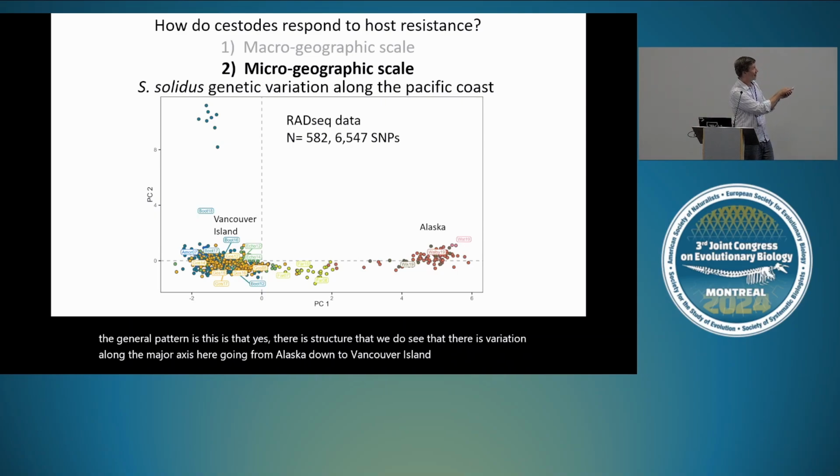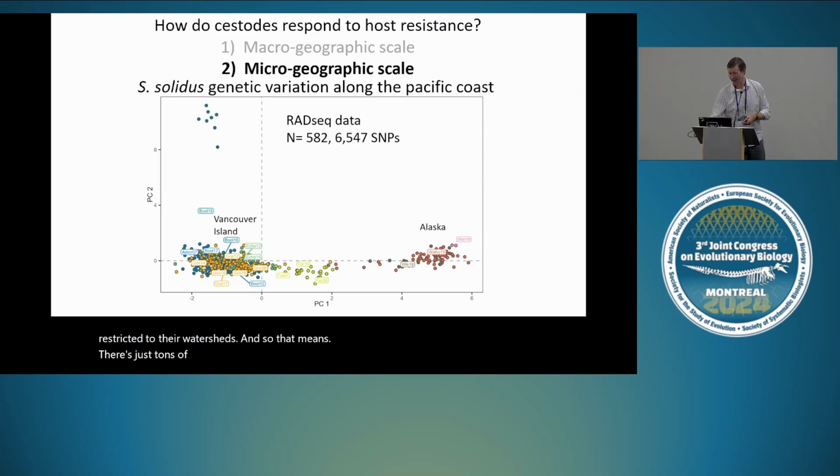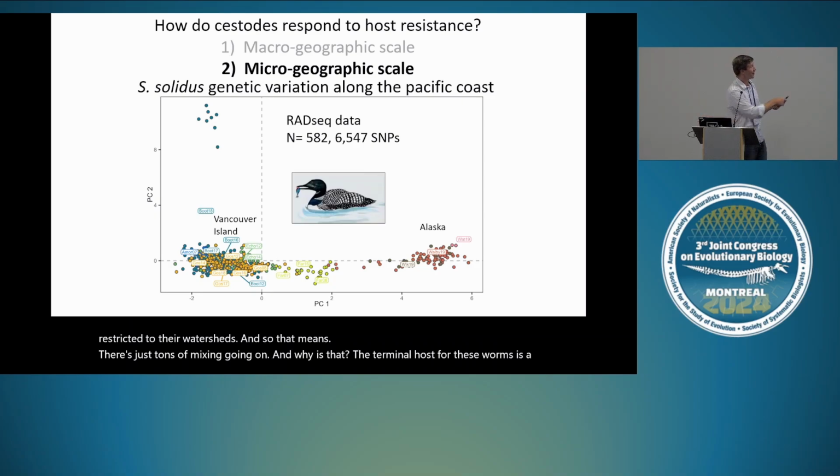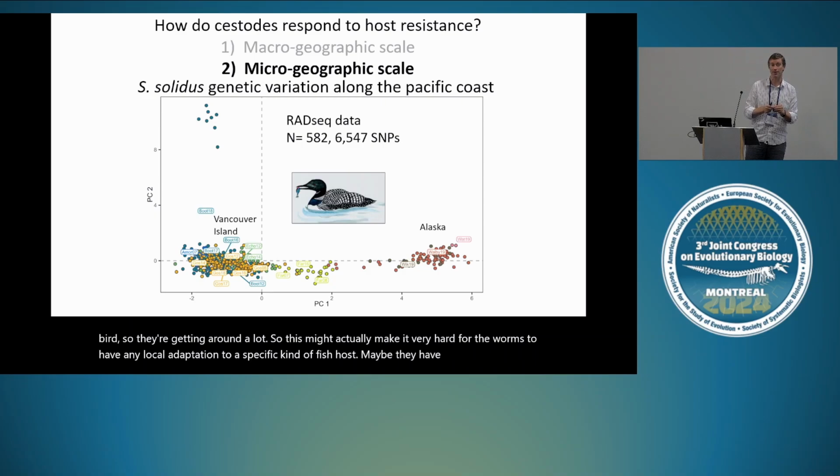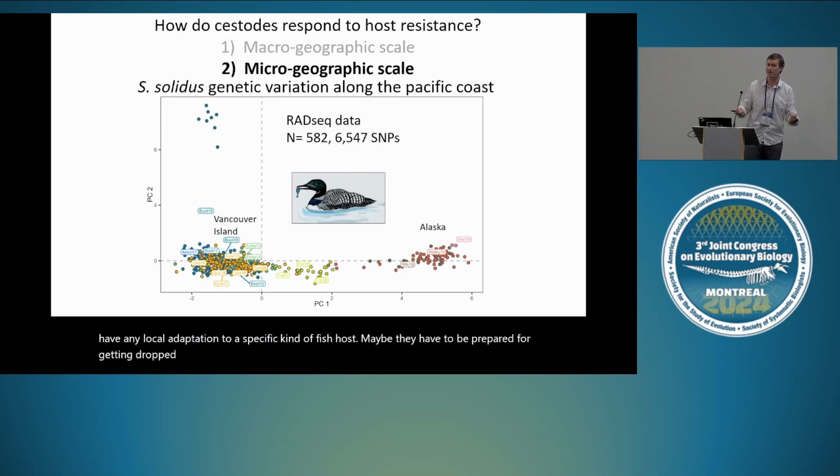But within any of these populations, it's a mess. Basically, you have tons and tons of gene flow going on across the worm populations, very different from what we find in stickleback, which are restricted to their watersheds. So that means there's just tons of mixing going on. And why is that? Well, the terminal host for these worms is a bird. So they're getting around a lot. So this might actually make it very hard for the worms to have any local adaptation to a specific kind of fish host. Maybe they have to be prepared for getting dropped into lots of types of fish hosts, which have different types of immunity.